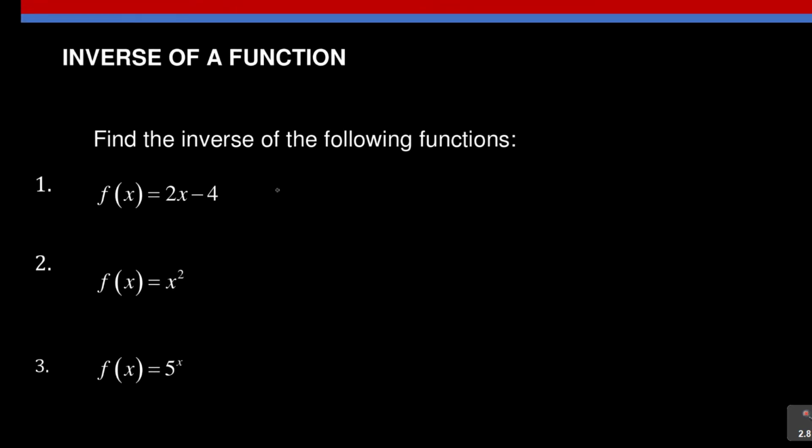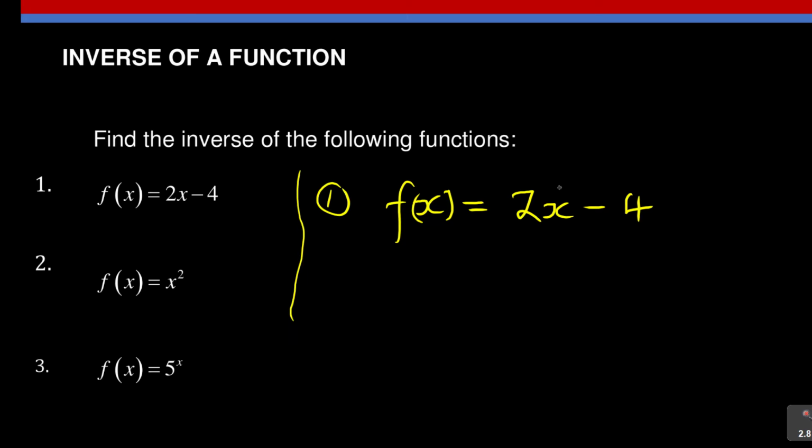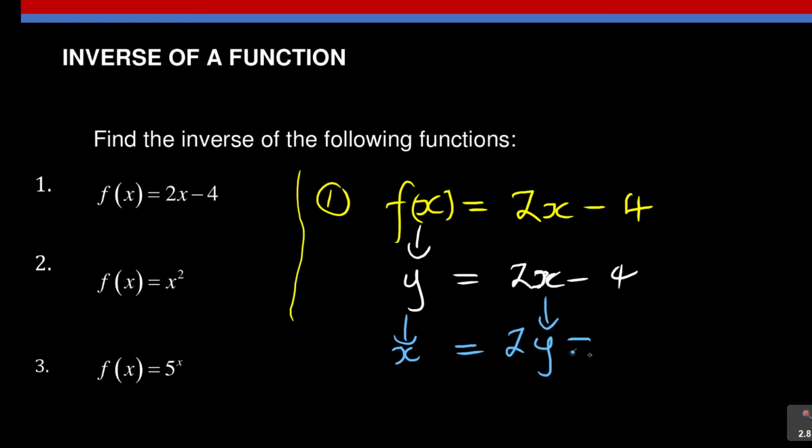How do you find the inverse of a function? You are given number 1. It says f of x is equal to 2x minus 4. So how do you find the inverse here? For you to find the inverse, first of all, you make f of x become y. So y is equal to 2x minus 4. And then you interchange. Where there is x, you make it y. Where there is y, you make it x. So we have x is equal to 2y minus 4.